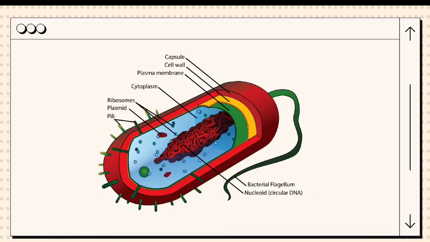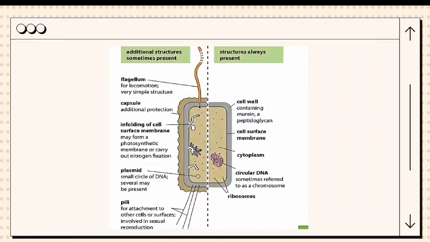These are the structures of prokaryotes. There are some structures that are sometimes present and some structures that are always present. The structures that are always present are the cell wall, cell surface membrane, cytoplasm, circular DNA, and ribosomes. Structures that are sometimes present are flagellum, capsule, enfolding of cell surface membrane, plasmid, and pili.